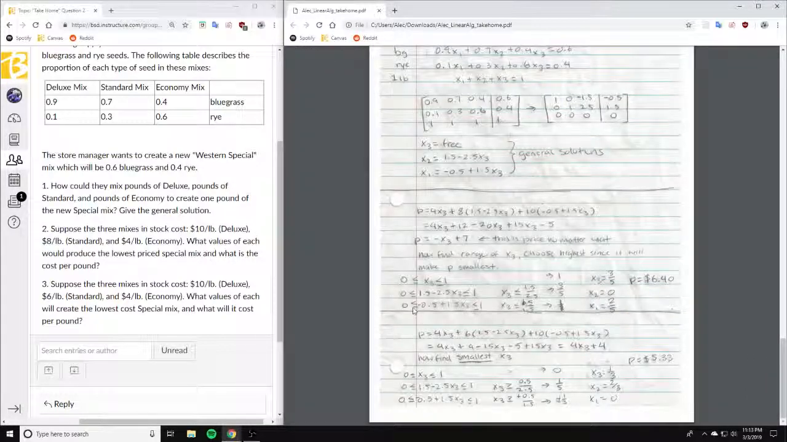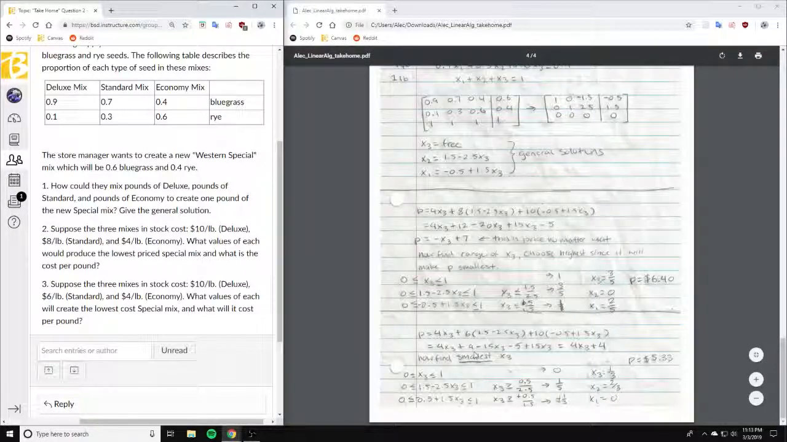So the next problem is extremely similar. We plug in our equation, right? What we actually end up with in this one, since now the price is $6 per pound for standard instead of 8, as you can read in the question, is a different equation. So P actually equals 4x3 plus 4 this time.